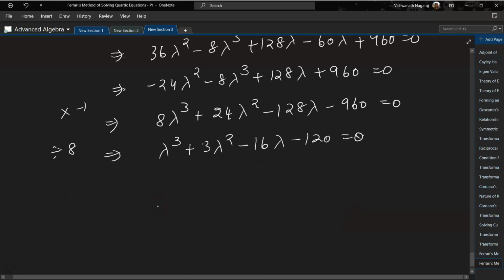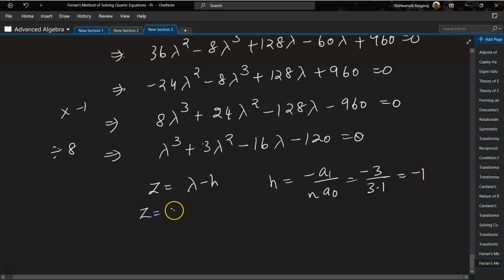Okay, we are going to reduce this equation by getting rid of the second term. The way we will do it is, we will say, let's say z is equal to λ − h. And here h would be equal to −a1 by 3a0, which is equal to, here 3 is actually n in general, the degree of the equation. So minus 3 by 3, 1, which is minus 1. So z will become λ plus 1. So which means λ would become z − 1.